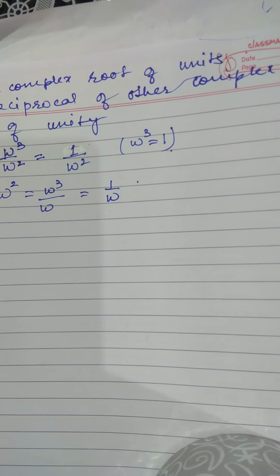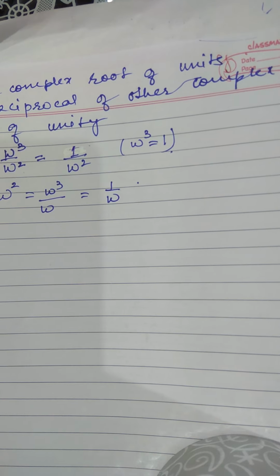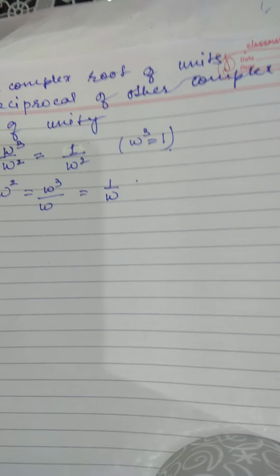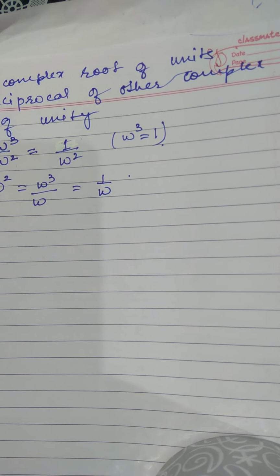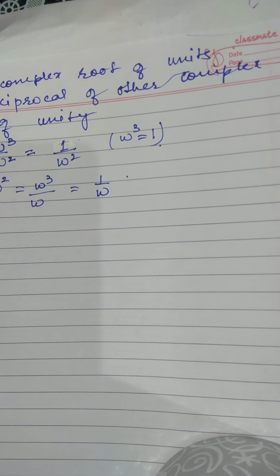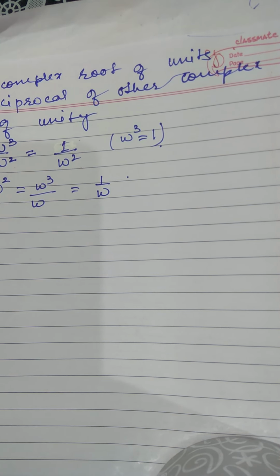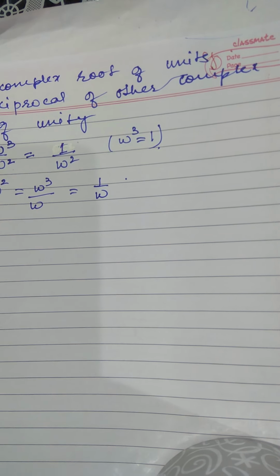Till now you knew that the cube root of unity, that is the cube root of 1, is 1. But now you know that there are 3 cube roots of 1, out of which 1 is real and the other 2 are complex roots: omega and omega square. This was only for your knowledge purpose.